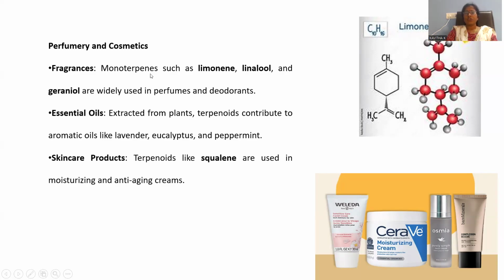Fragrances. Monoterpenes like limonene, linalool and geraniol are widely used in perfumes and deodorants. Deodorants are nothing but what is used to avoid infections and also reduce the sweating smell. So that kind of deodorant will be there. Perfumes will be there, which are made up of limonene, lemon fragrance, lemon oil we are extracting.